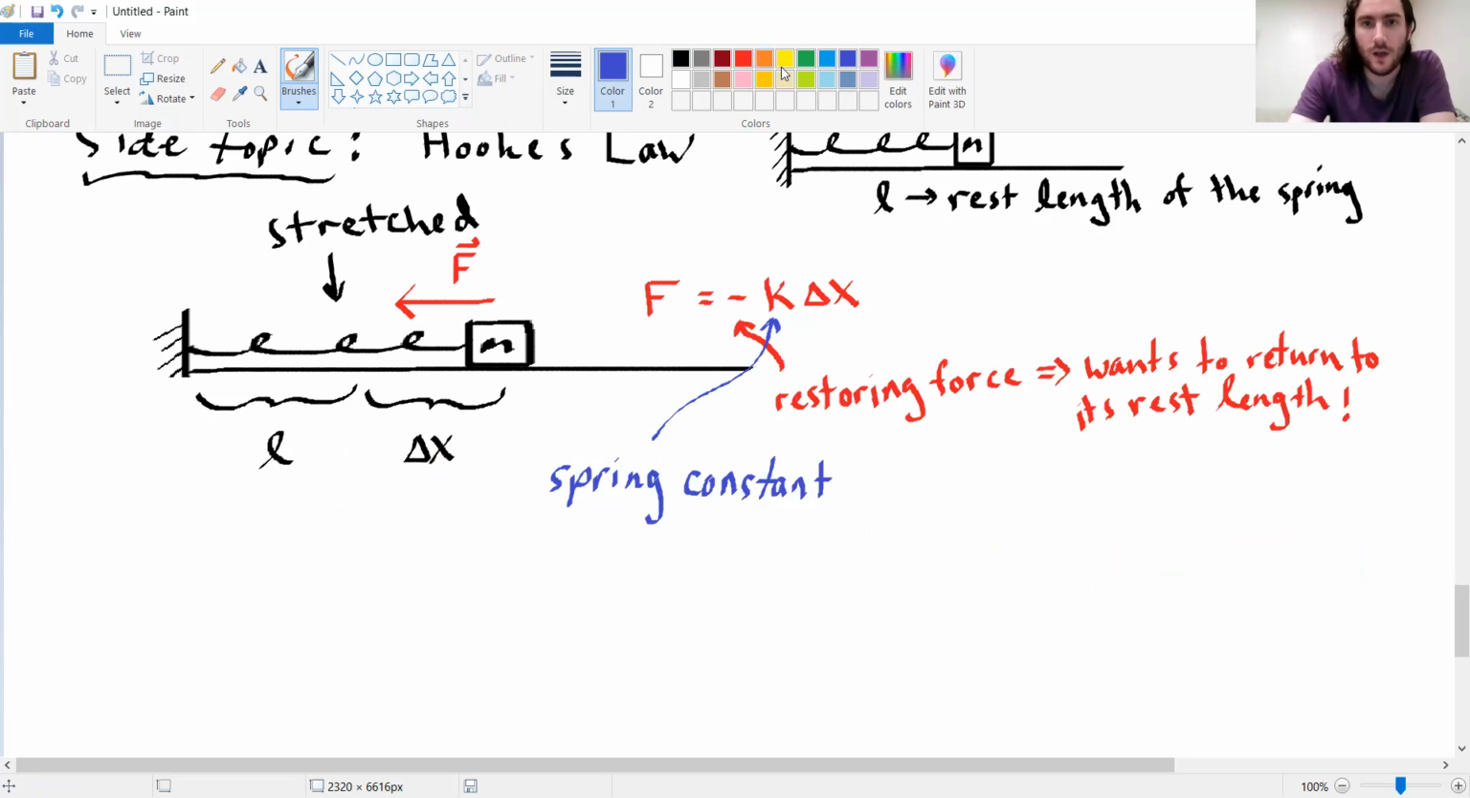Of course, delta x is the same as it's always been. That's our displacement. Delta x, we usually reserve for displacement. And in particular, this is displacement from equilibrium, or displacement from the rest length.